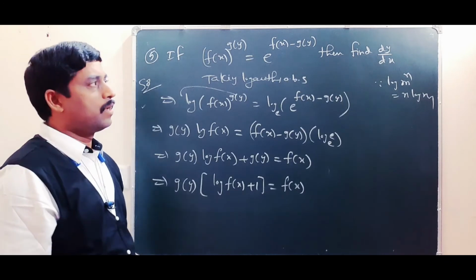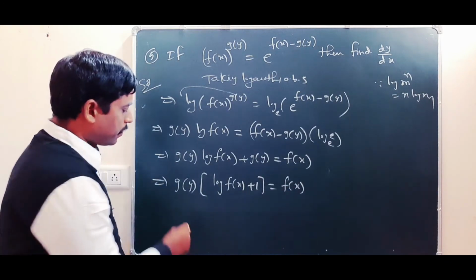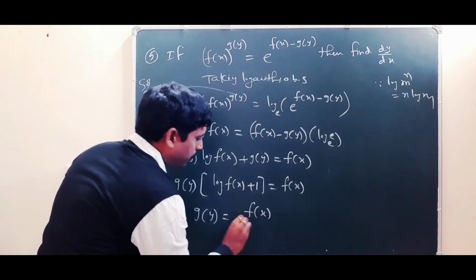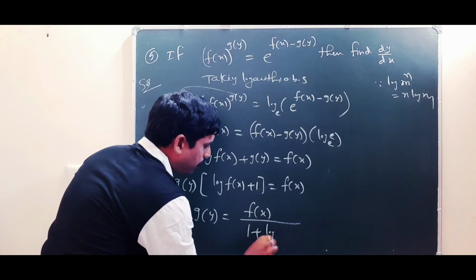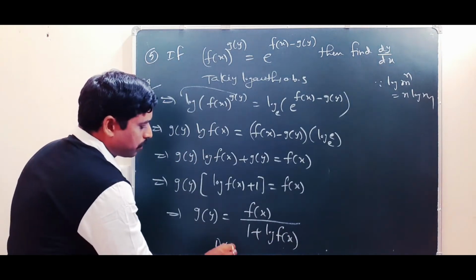Okay, our target is dy by dx. So 1 plus log f of x we bring to the right side. It will be g of y is equal to f of x by 1 plus log f of x. Okay, now differentiation on both sides with respect to x.